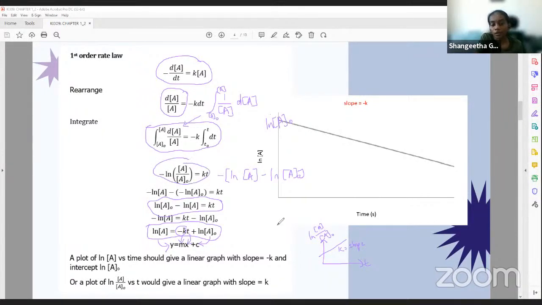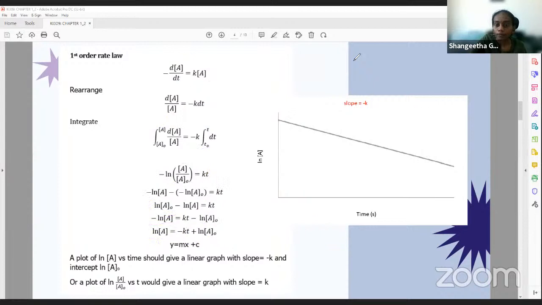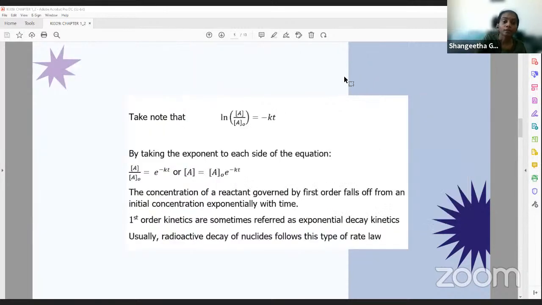So depending on what expression you are using, whether you want to use ln A equals negative kt plus ln A naught, or you want to use ln A over A naught, you get a linear graph with slope of k. Okay, so moving on. Sorry, it's supposed to be negative k, not positive k. Sorry, my bad. It was supposed to be a negative k.